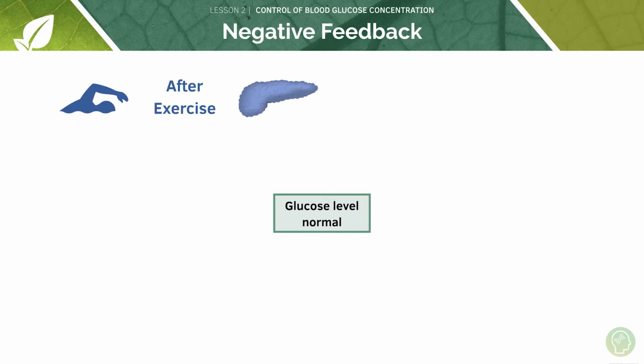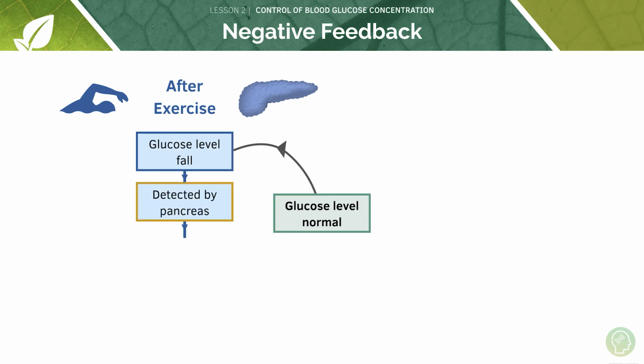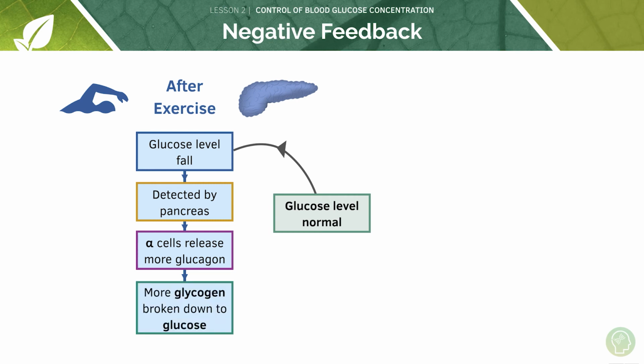So after exercise, our glucose level decreases. Now this is detected by the pancreas. Alpha cells of the islet of Langerhans release more glucagon because we want to break down our glycogen storage into glucose, into the blood. And therefore our cells have more access to glucose and they can respire and provide ATP for energy.